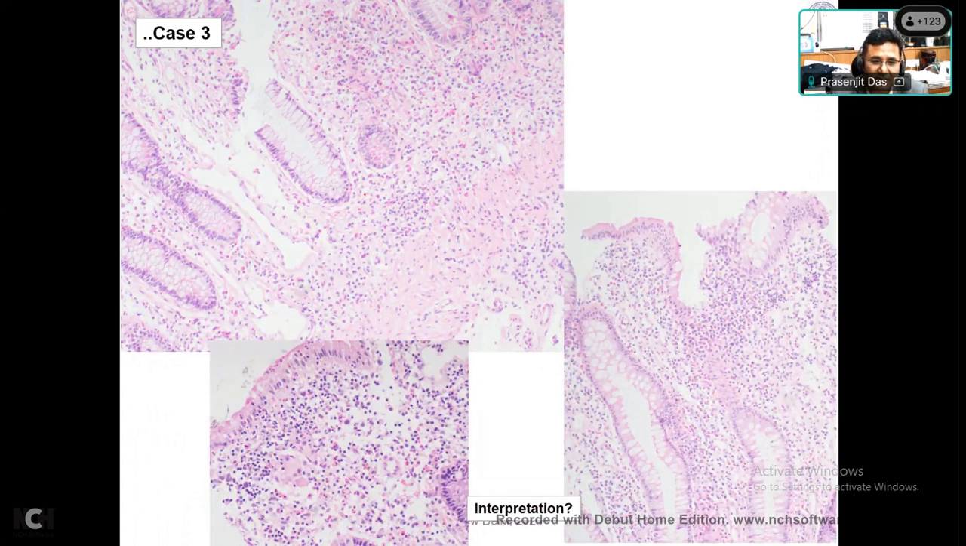This is the high power. This is the basal zone, what she already described. And this is the small focus of plasma cells or plasmacytosis in the basal zone. You can call it basal plasmacytosis, but I always think if it is very focal, it is physiological. And these are the eosinophils, which we can see physiologically also.